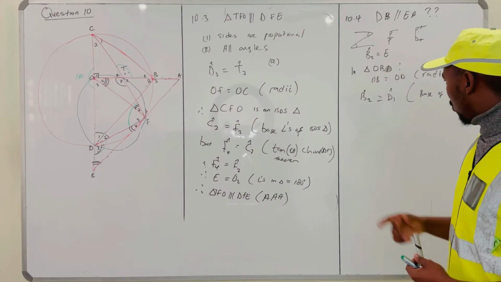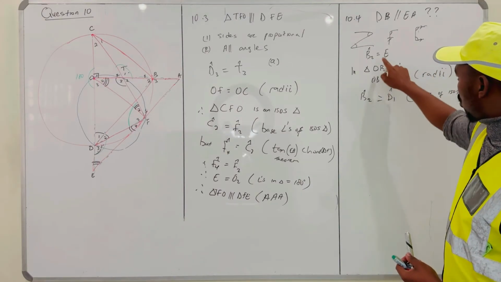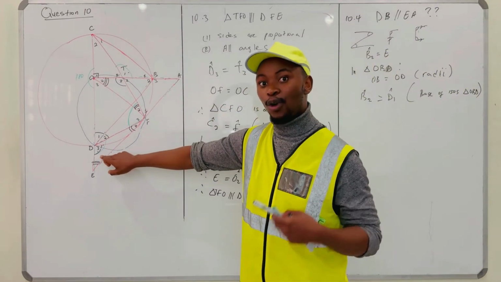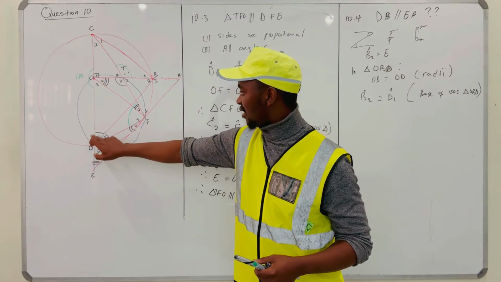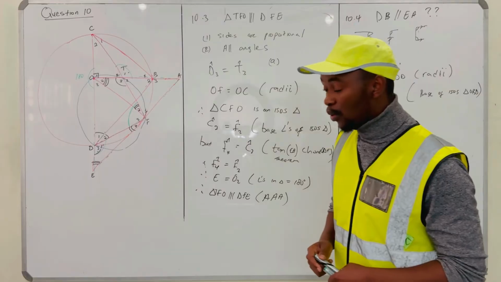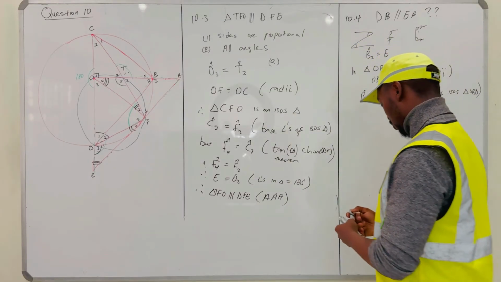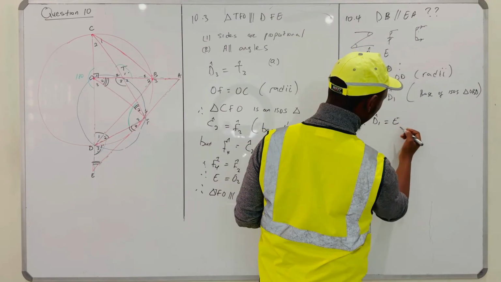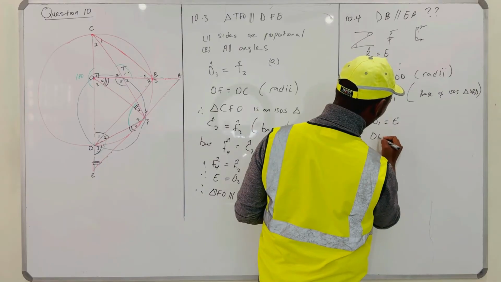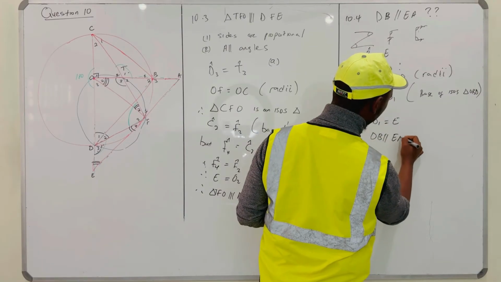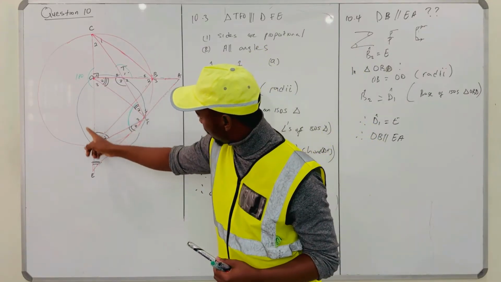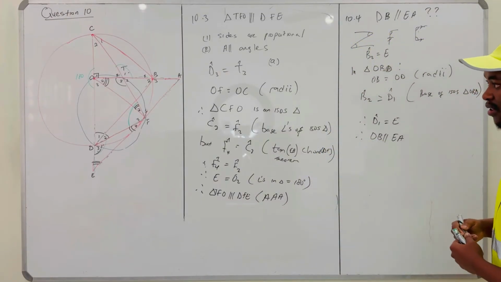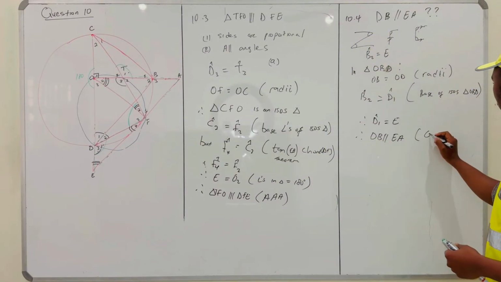Now, if B2 is equal to D1, but we're told that B2 is equal to E, and we've just proven that D1 is equal to B2, therefore D1 and E should be the same. D1 should be equal to the angle E. And then we can conclude that DB is indeed parallel to EA, because now we have completed the F of DB and EA. So EA is parallel to DB. What is the reason? It's corresponding angles.